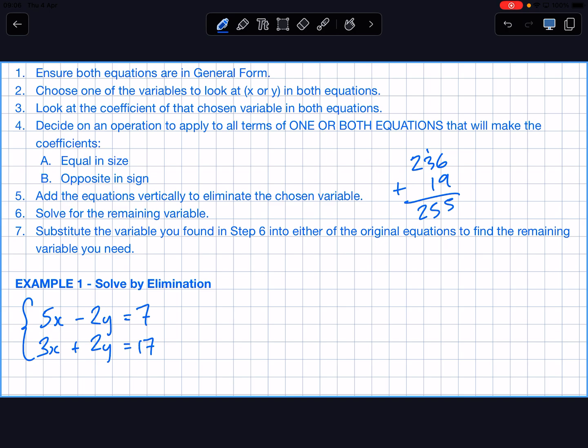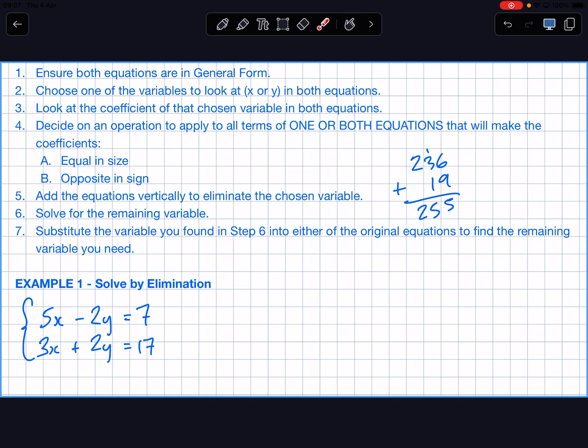Let's practice solving this by elimination. Are they both in general form? Yes. Step 1, out of the way. Step 2, choose one of the variables to look at, x or y, in both equations. I'm going to look at x because it comes first. I'm just looking at x right now. Look at the coefficient of that chosen variable in both equations. What's the coefficient of x in the top equation? 5. What's the coefficient in the bottom one? 3. Good. So this is where the thinking comes in. Decide on an operation to apply to all of these terms in one or both equations that will make the coefficients equal in size and opposite in sign.